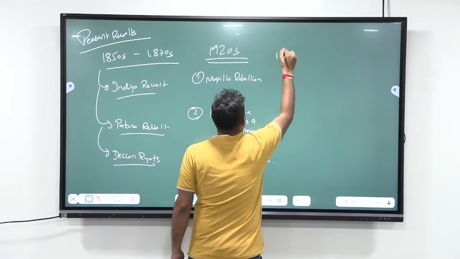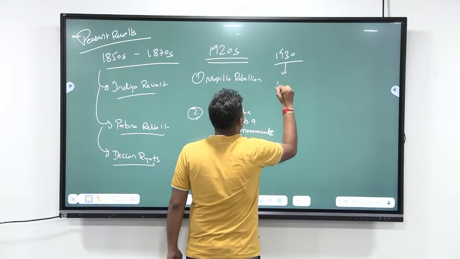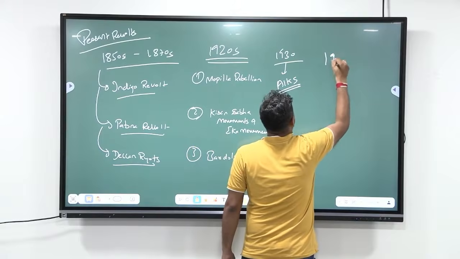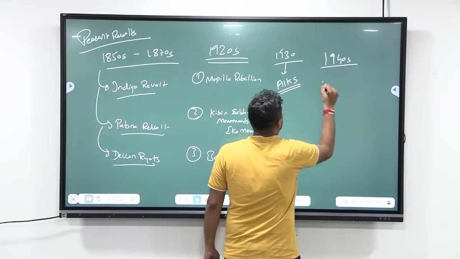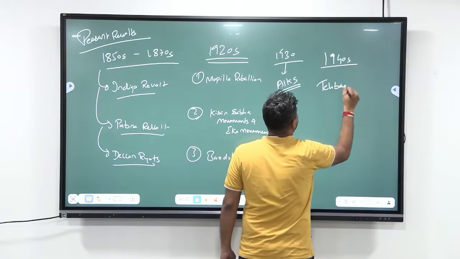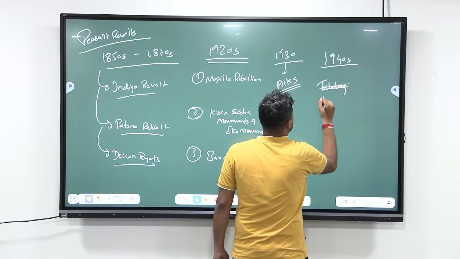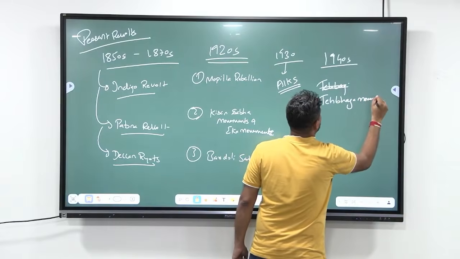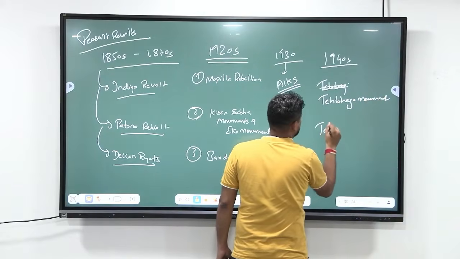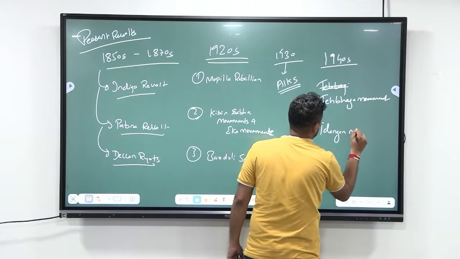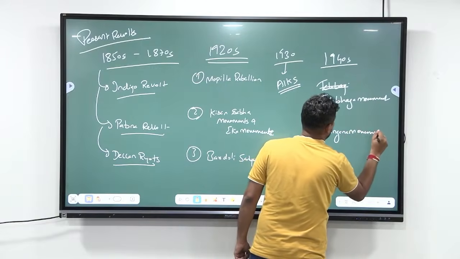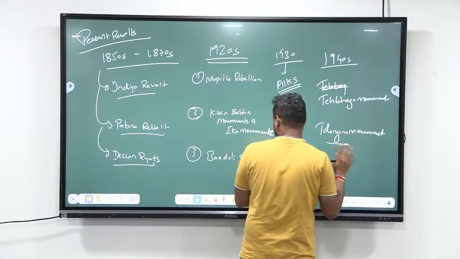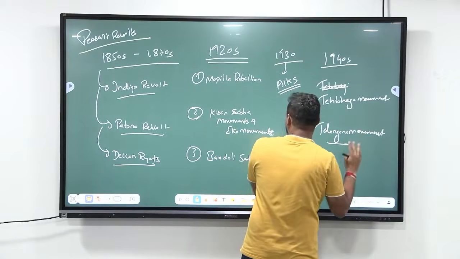Okay. 1930s, there is formation of All India Kisan Sabha. 1940s, you have the Thebaga movement in Bengal. And then you have the Telangana movement. Telangana movement in Telangana. Obviously in Andhra Pradesh. Okay, there was no Telangana as such. Telangana movement in Andhra Pradesh.